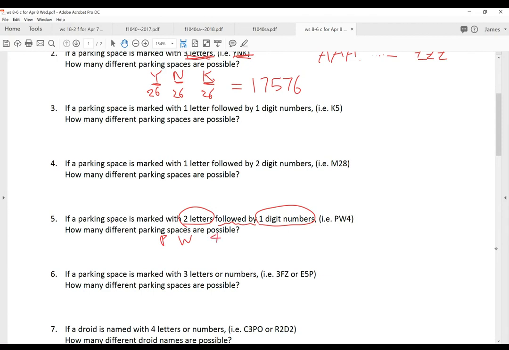Oh, by the way, please show work. You don't have to write down the PW4, but write down what you're multiplying, the numbers that I put underneath. So show work by writing down what you're multiplying. So what are we multiplying in the calculator?